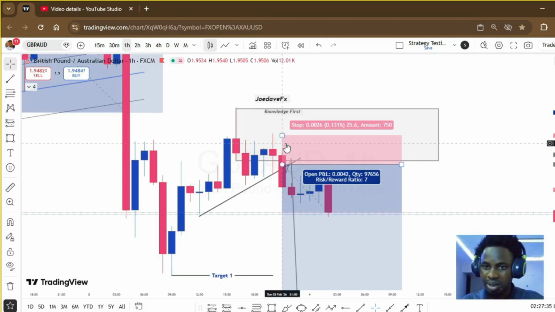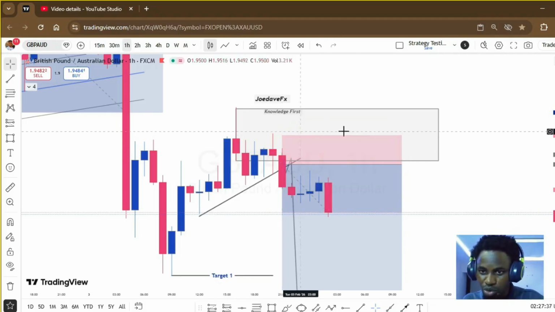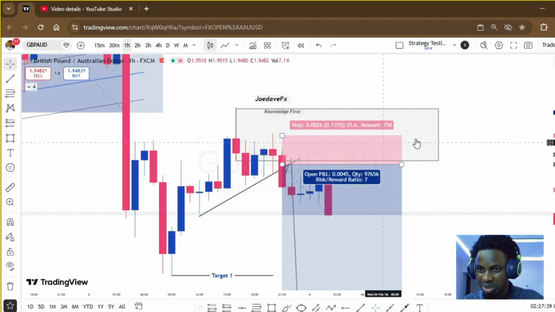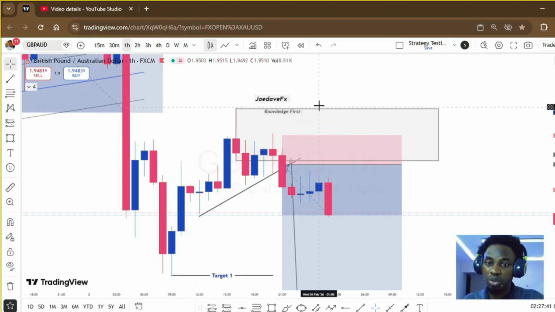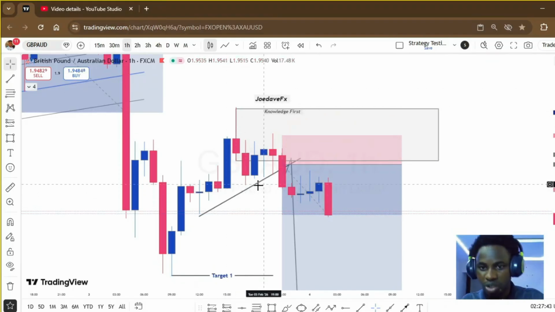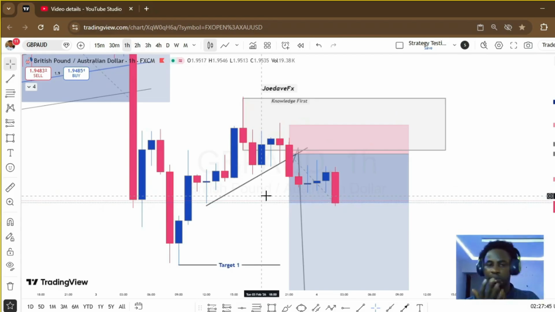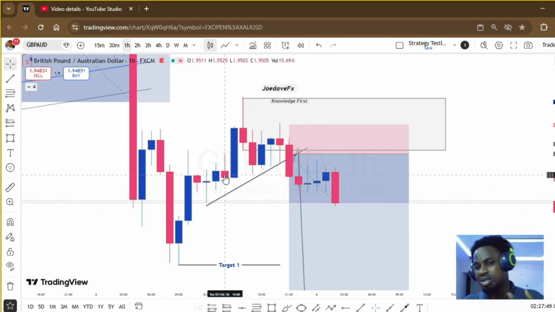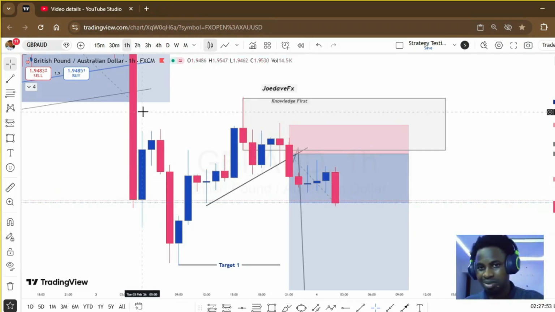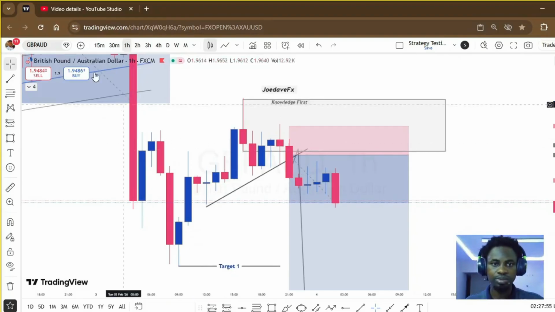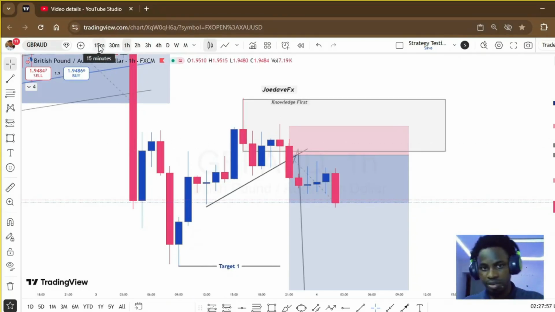I just entered there, then put my stop loss in the middle, from this zone to this zone. I don't need to put it all the way to this high, because I also combined it with another strategy, which is the head and shoulders pattern. Check on my channel, I've also explained how you can trade this head and shoulders pattern profitably. So it's very simple. I actually took this trade on the 15 minutes time frame.